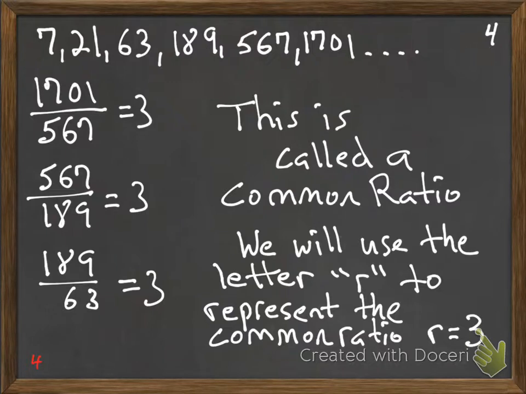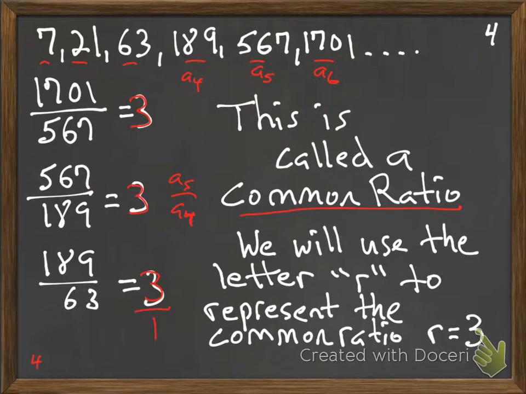Now, if you look at the third sequence, we have 7, 21, 63, 189, 567, 1701. Here, we have the first, second, third, fourth, fifth, sixth term as well. But instead, I take the sixth term and I divide it by the fifth term. And then I take the fifth term and I divide it by the fourth term. When we do this and we find a common quotient, we call this the common ratio.